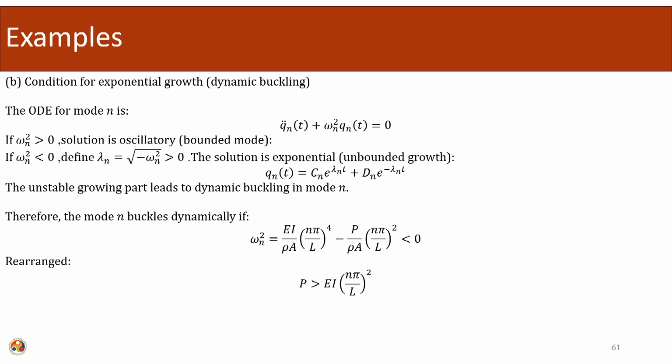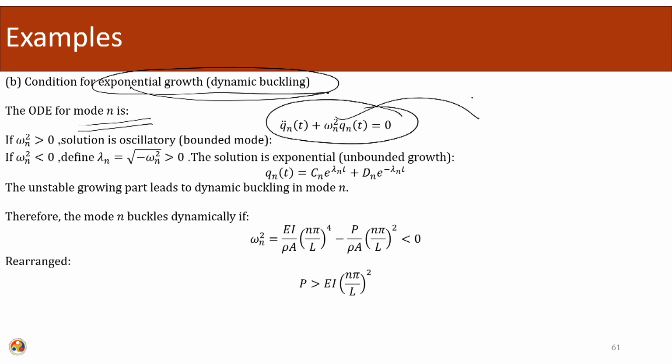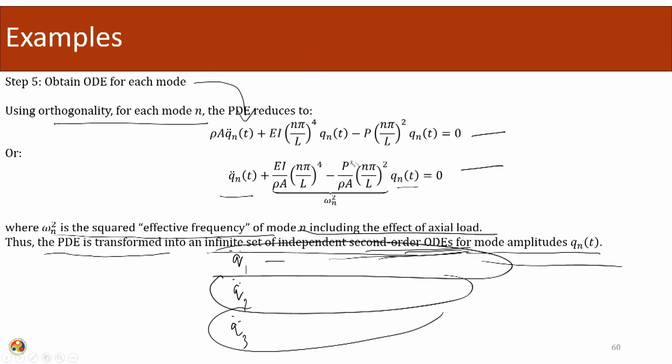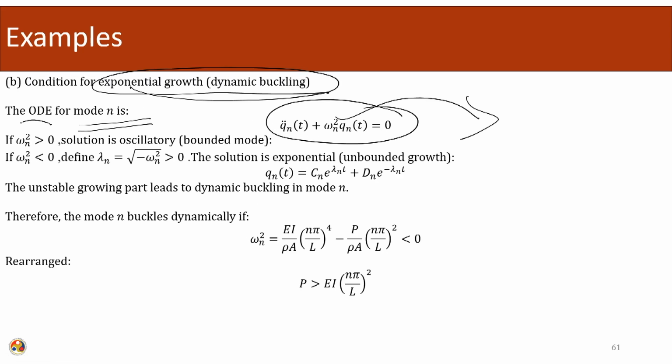Second part, the condition for the exponential growth, or the condition for the dynamic buckling. The ordinary differential equation for mode n is given by these equations, where omega n is given by this part. So if the square of omega n is greater than 0, the solution is oscillatory.